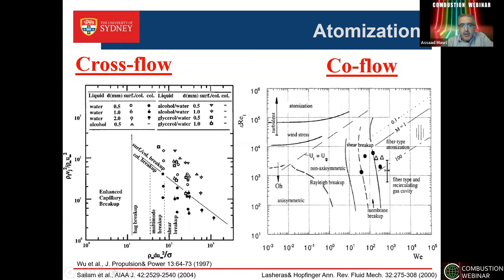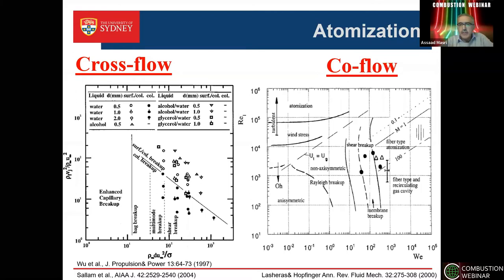Now, with the co-flow configuration on the vertical axis, the Reynolds number is plotted. That's the Reynolds number of the liquid. And on the horizontal axis, the Weber number, on log scales, of course. And again, at sufficiently high Weber number, you have the membrane breakup. Now, membrane breakup is another terminology for what's called bag breakup, where the fluid forms these bags, which subsequently lead to the formation of filaments and then droplets. And then if you increase the Weber number even further to a few hundred, even 1,000, then that transitions into what's referred to as fiber atomization, where bags do not form anymore, and they're substituted with the immediate formation of filaments, which then break down subsequently into droplets.